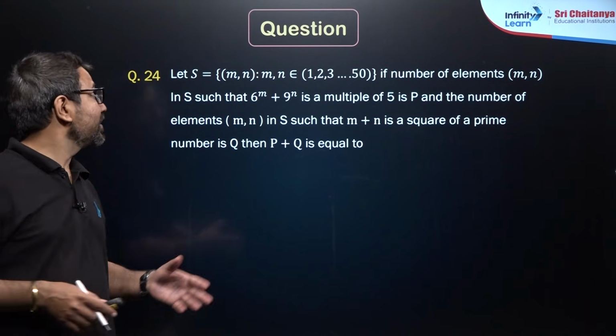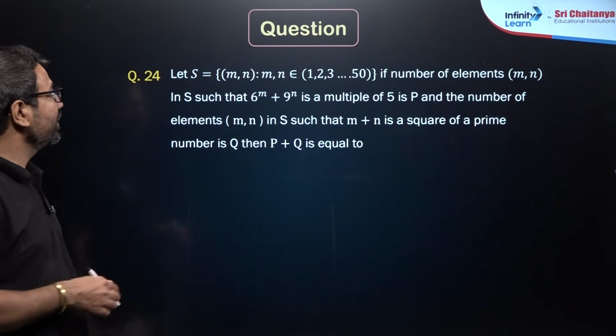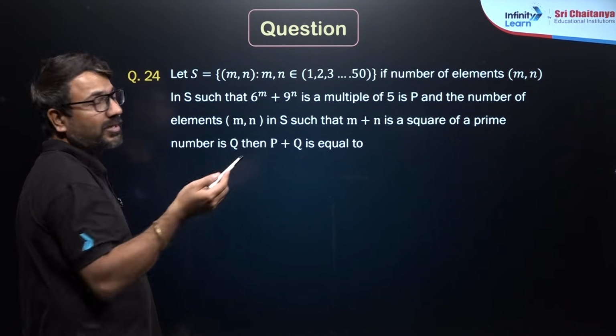So my dear students, let's have a discussion over the 24th question. Let there be a set S having the ordered pair m comma n.